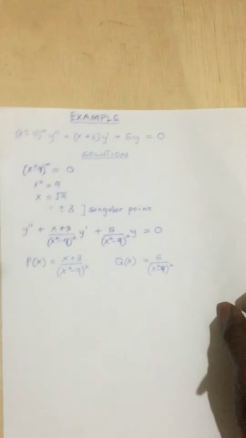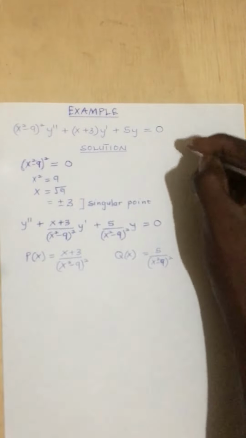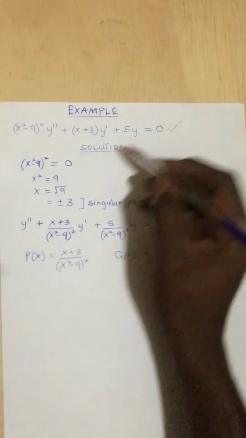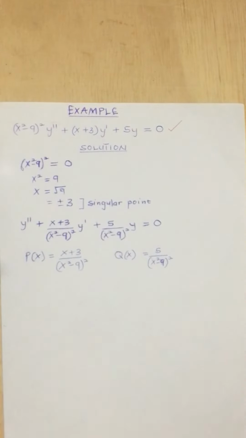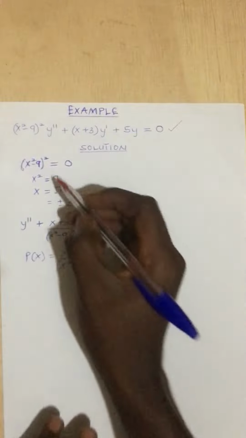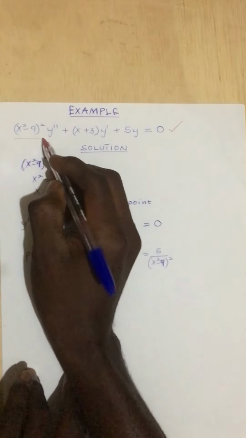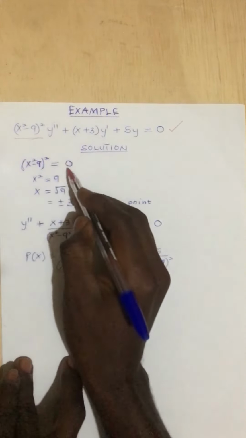So I have an example here. This is a second order differential equation because the highest order here is 2. We have to find the singular point and then show whether that singular point is regular or irregular. What we are going to do first is equate the highest order coefficient to 0. Our highest order coefficient here is this, so we equate it to 0.